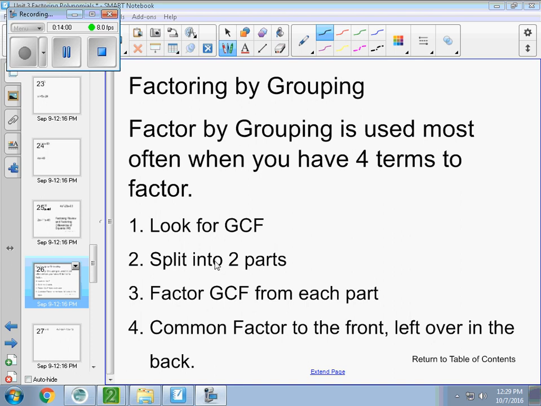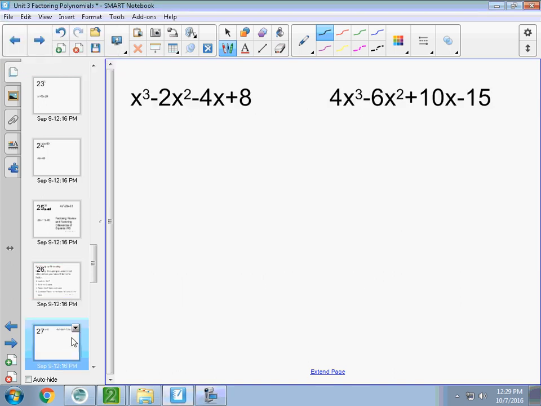Factor by grouping, we already looked at a little bit. We look for the greatest common factor, split it into two parts, factor out the GCF from each part. The common factor goes to the front, and anything that's left over goes to the back. So anytime you see 4 or more terms, we're going to try to factor by grouping. So x to the third minus 2x squared will be grouped together, and negative 4x plus 8 will be grouped together.